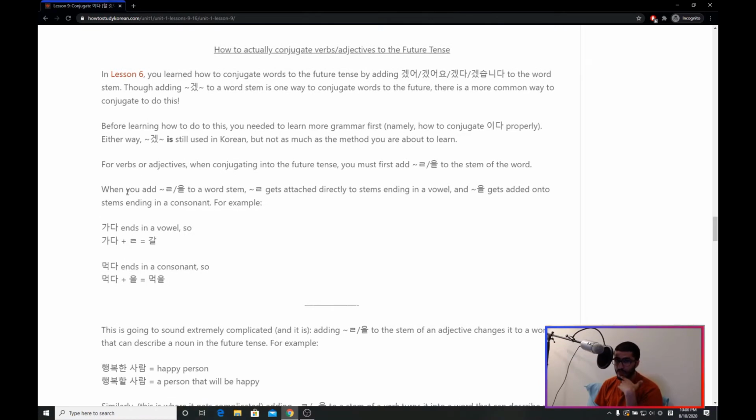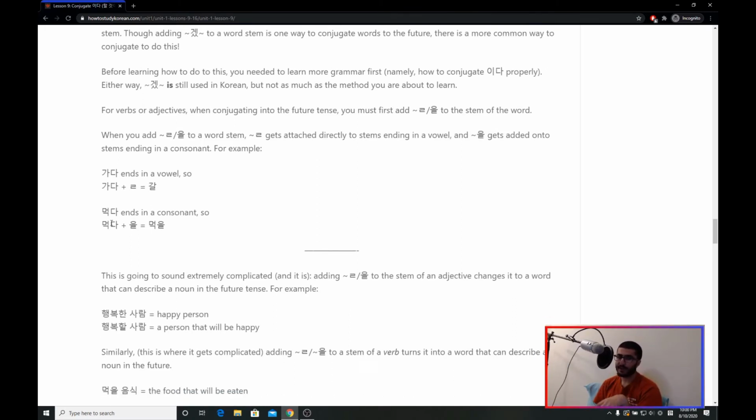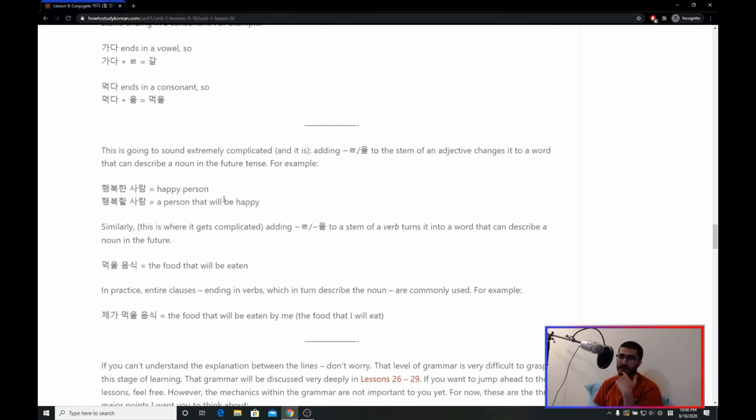So first, 가다 becomes 갈, because there's no 받침. So we always add stuff to the stem of the verb or the adjective. So you get rid of the 다 because we just want the stem. So 갈, and then 먹다, we'll add 을, so 먹을. This is going to sound extremely complicated, and it is. Adding 을/ㄹ to the stem of the adjective changes. Oh yeah, this is a bit interesting.